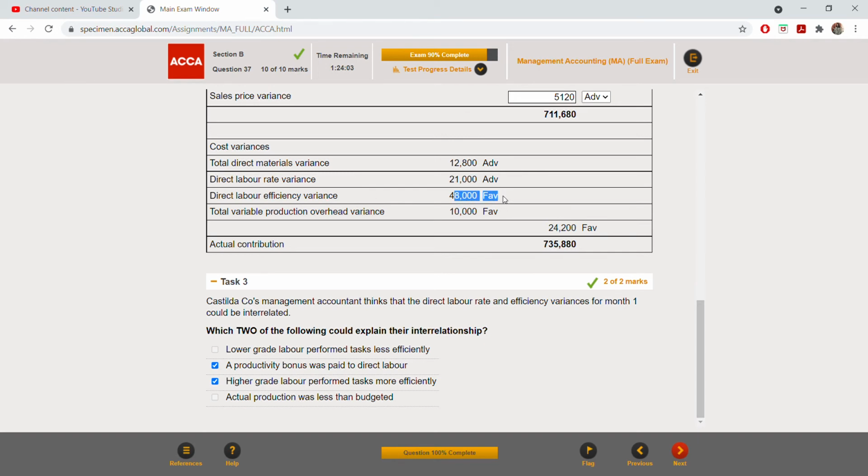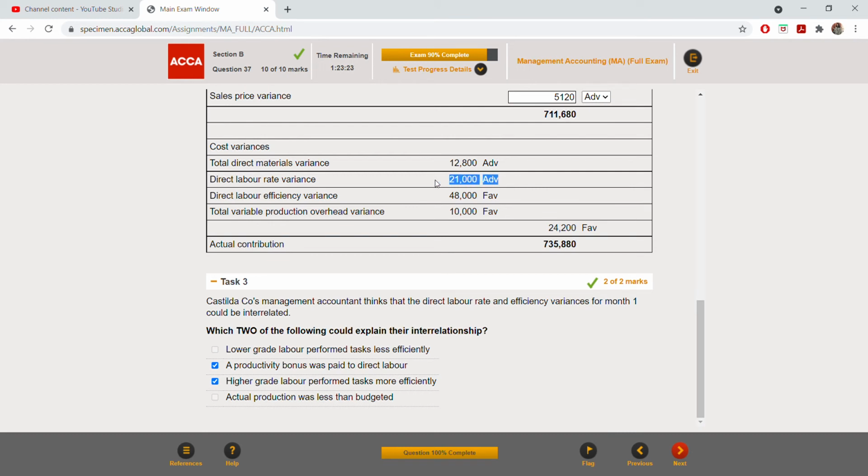Okay, labor rate adverse means you are paying a higher rate than the standard. You are paying more. And labor efficiency favorable means they are being more efficient than what you have. They are taking less time to produce, or they are more efficient, more motivated and all. So out of this, which two explains this relationship? It is this: a higher productivity bonus was paid to the direct labor. Definitely you are paying a higher productivity bonus. That's why your rate is increasing. If you are paying a bonus also, that's why it's an adverse rate.